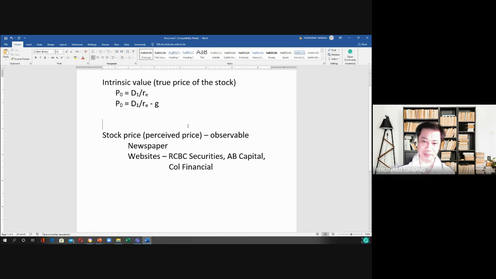However, if these two, the intrinsic value and the stock price, are equal or the same, then we can say that they are at equilibrium. But most of the time, they are not in equilibrium. Why? Because even if they have the same information, where does that information come from? The information may be in the form of news, economic information.